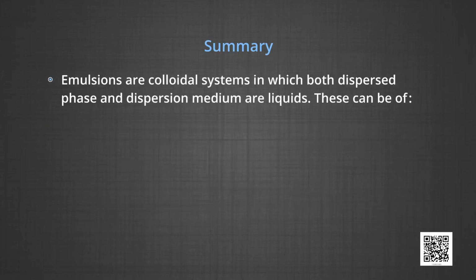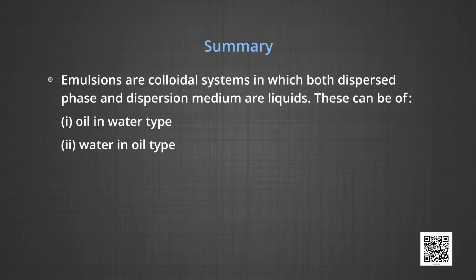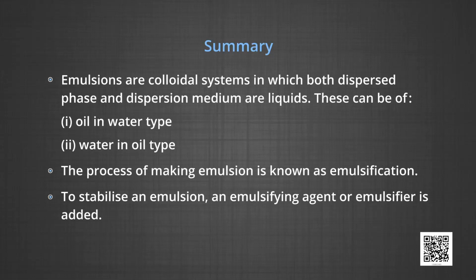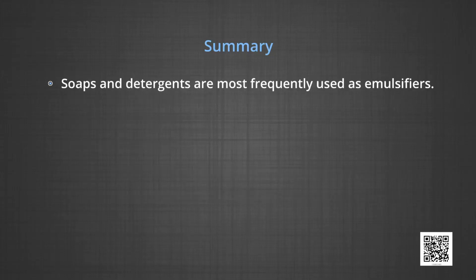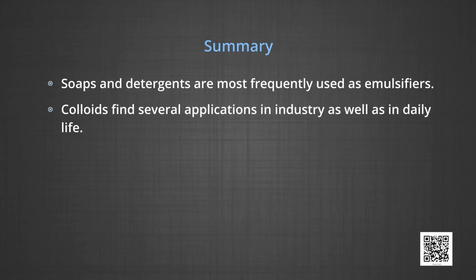Emulsions are colloidal systems in which both dispersed phase and dispersion medium are liquids. These can be of oil in water type and water in oil type. The process of making emulsion is known as emulsification. To stabilize an emulsion, an emulsifying agent or emulsifier is added. Soaps and detergents are most frequently used as emulsifiers. Colloids find several applications in industry as well as in daily life.